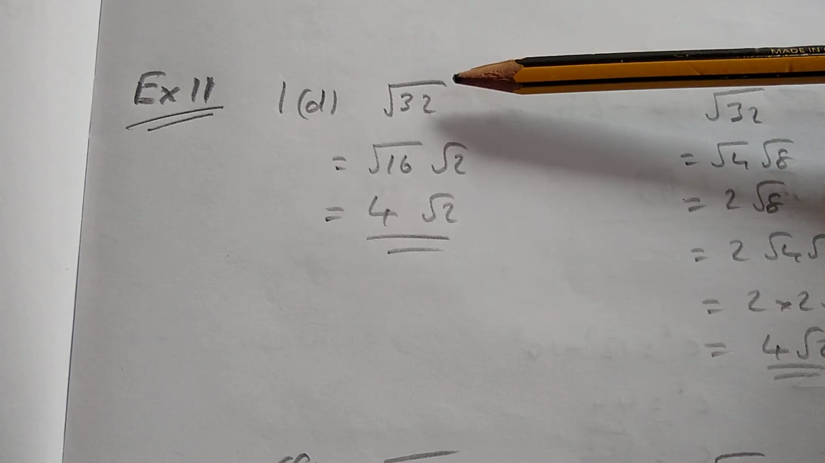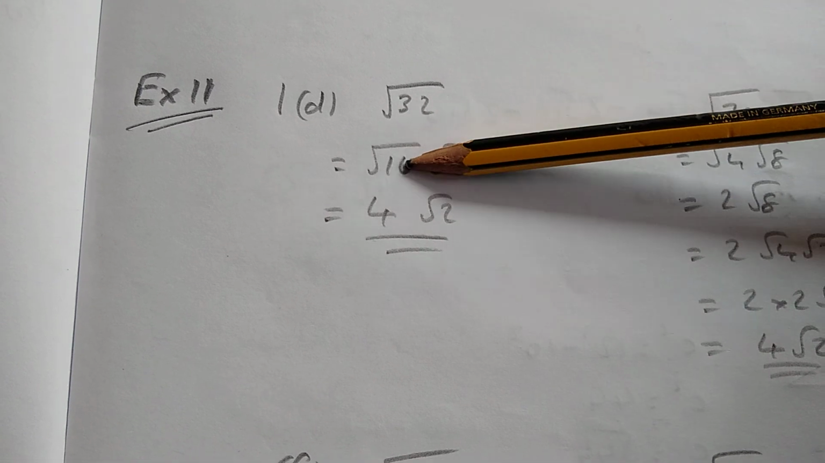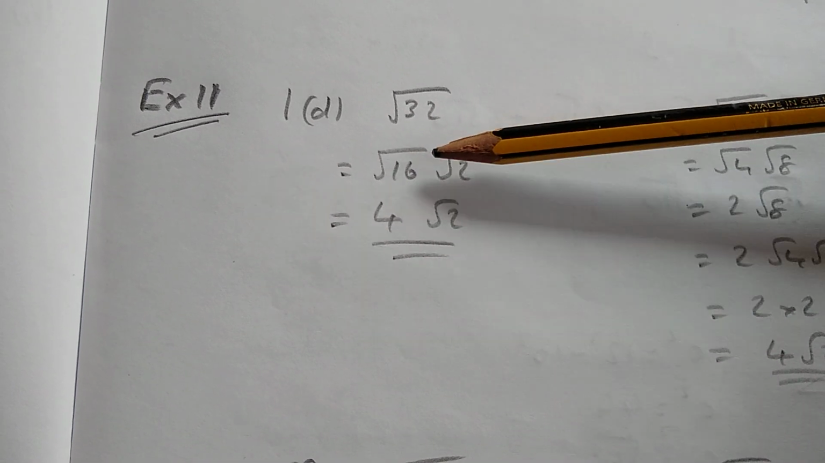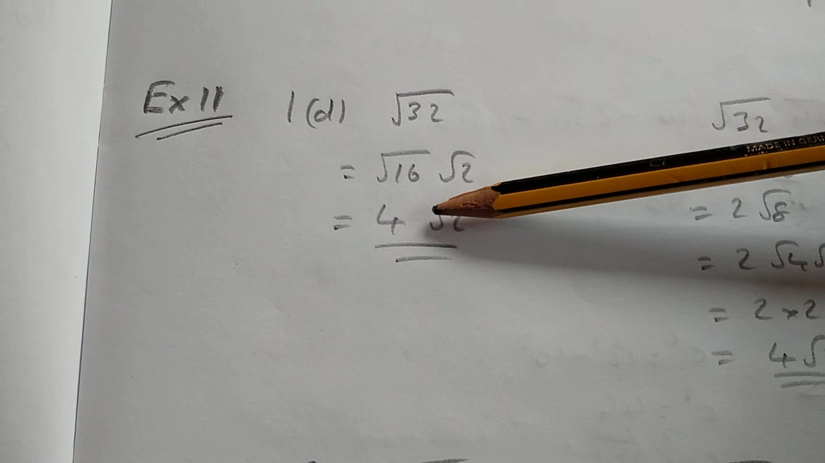Looking for the highest square number that goes into 32. So that would be root 16 times root 2. And what is the square root of 16? That is 4, so it will be 4 root 2.